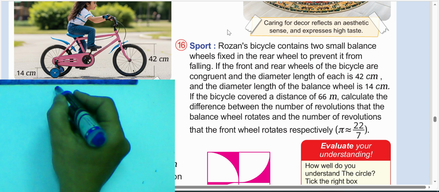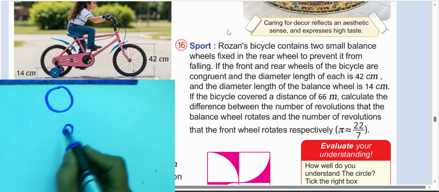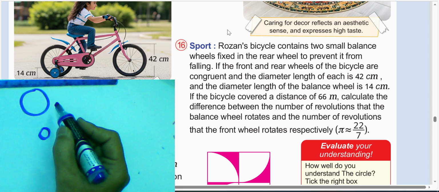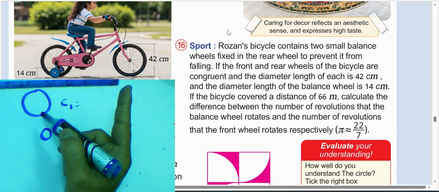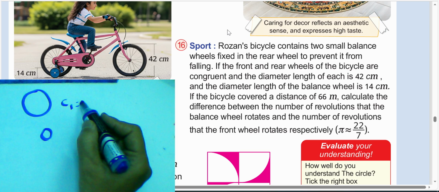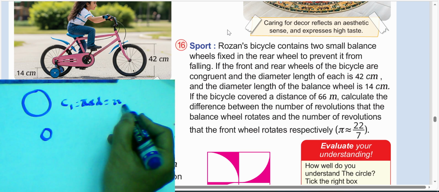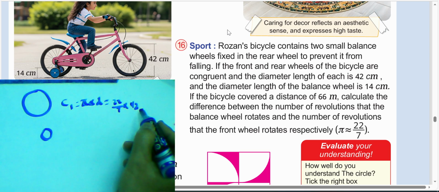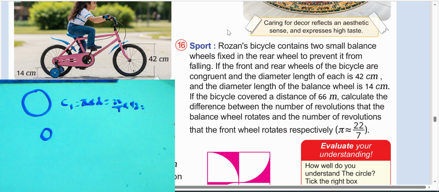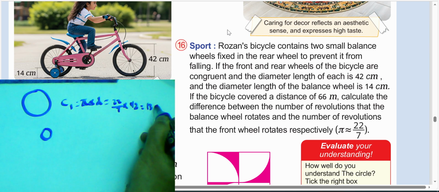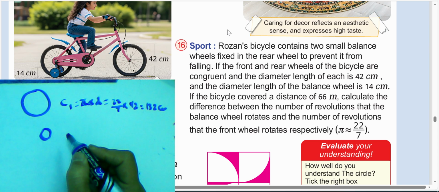About the greatest wheel and the smallest, we can find circumference 1 about the front wheel. We can write the circumference equals π product by D. Pi was 22 over 7 product by 42. 42 divided by 7 is 6. 6 times 22, the result will be 132 centimeters. It's circumference 1.